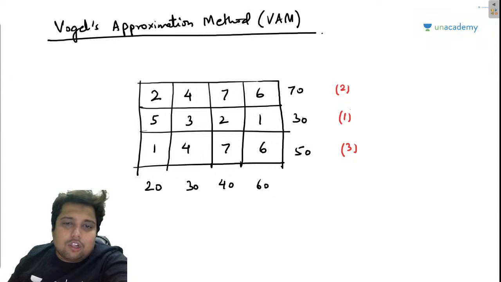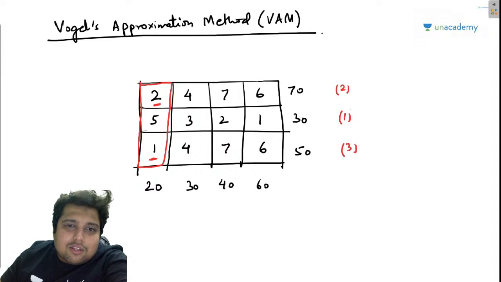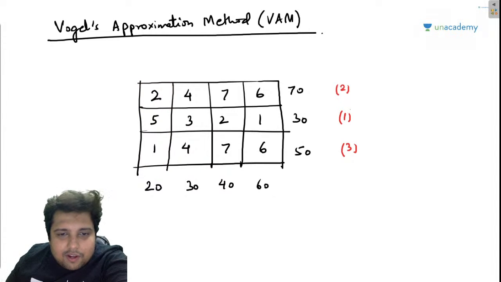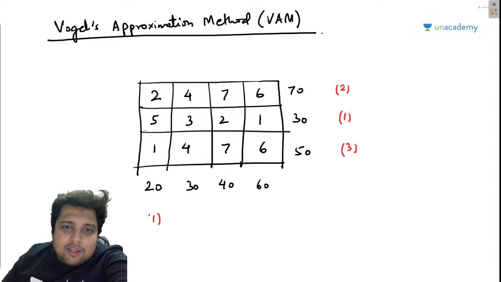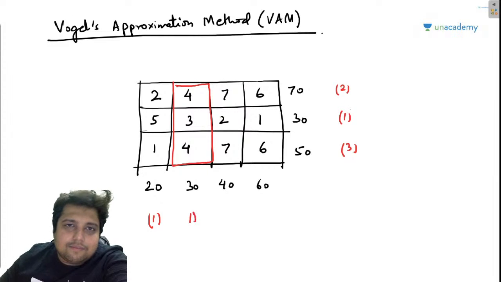Now do this same thing for all the columns also. Take the first column. Minimum is 1, just more than 1 is 2. The difference is 1, right here. In this column, minimum is 3, just more than 3 is 4. Difference 1.